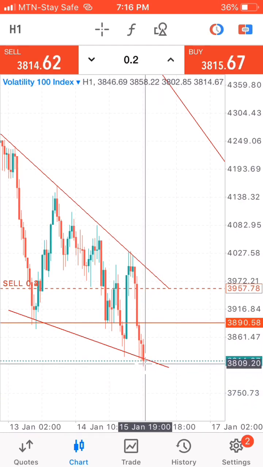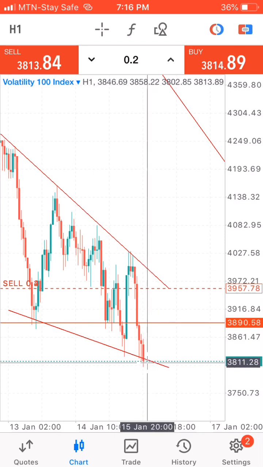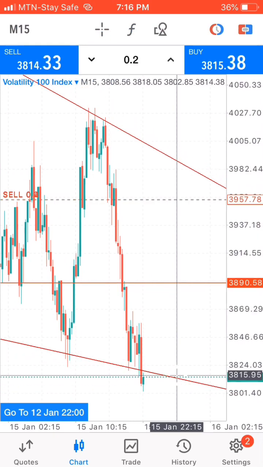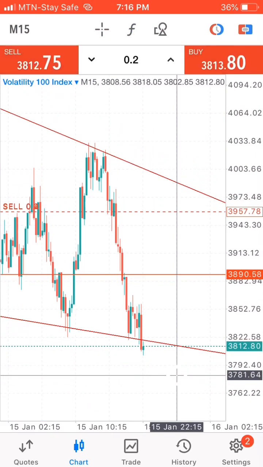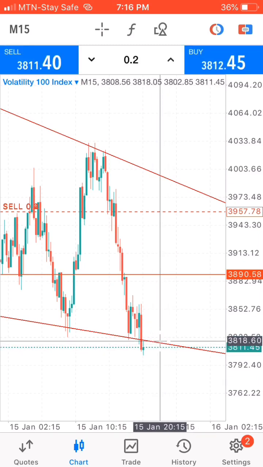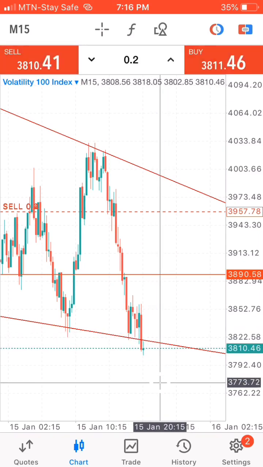This is the previous 1 hour candle. A new one just opened, and the 15 minutes is up. Let's see what 15 minutes is showing us. 15 minutes is showing us that it might actually be buying back up, or it might just want to retest this trend line for a bit and start selling again.